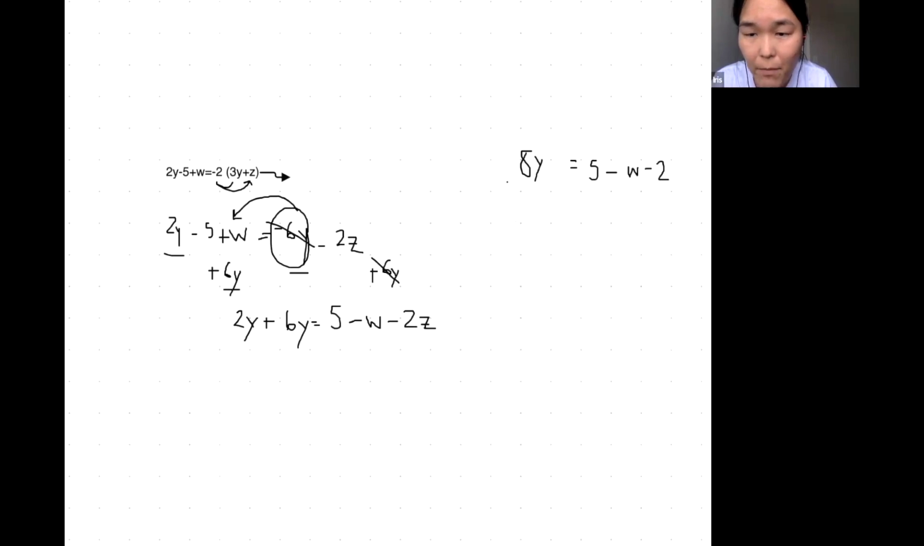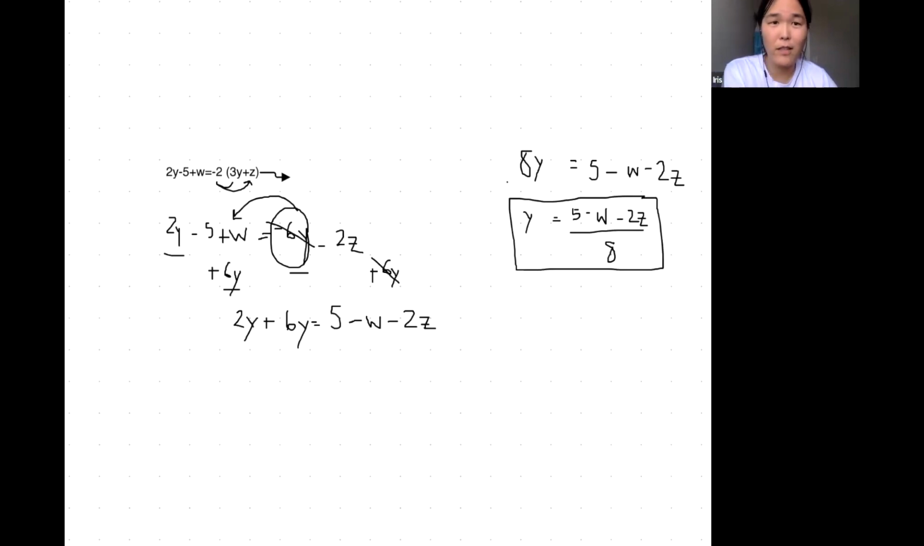And now I divide both sides by 8. I'm going to get y equals 5 minus w minus 2z divided by 8. And that's it. This is my solution. I have actually solved for y.